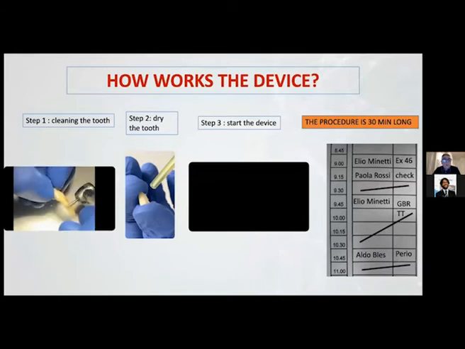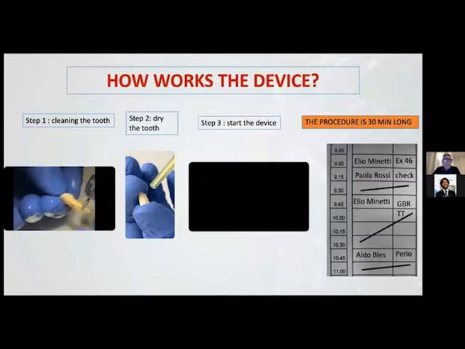So the first step to use the tooth is cleaning the tooth. We use, as is possible to understand in this movie, a high-speed diamond bur, and we clean the surface. And after, we cut the tooth.